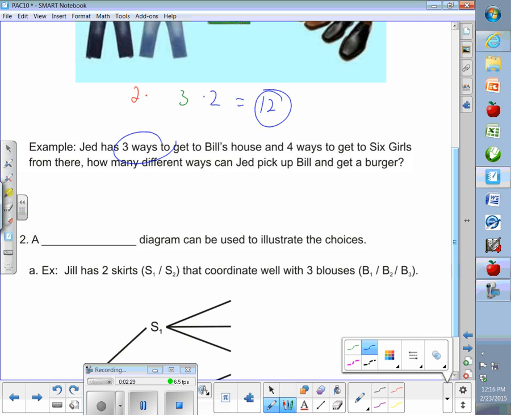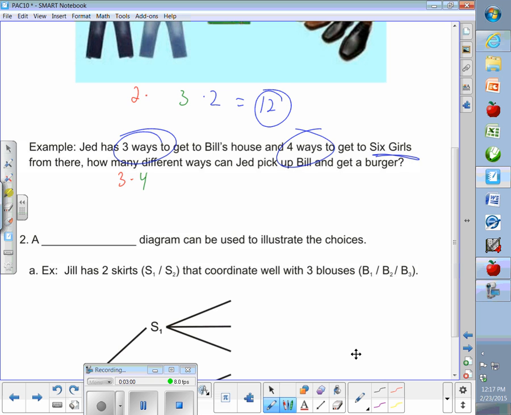Here's another example. Jed has 3 ways to get to Bill's house and 4 ways to get to 6 girls. How many different ways can Jed pick up Bill and get a burger? So it's real simple: 3 ways to Bill's and 4 ways to 6 girls.